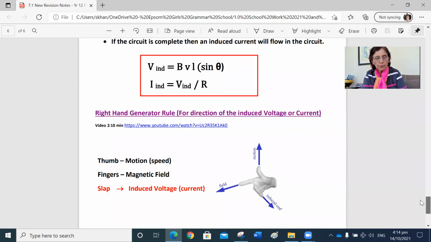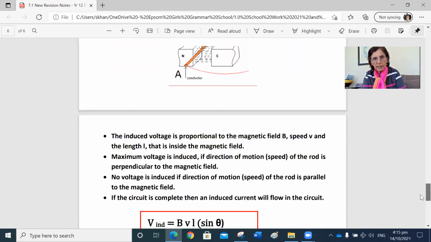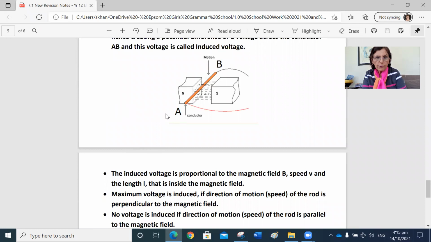So how do we find the direction of the induced current or the voltage? We use the right-hand generator rule. You use your fingers and your thumb, and the direction in which your palm will move, or you can put your middle finger out, will be the direction of the induced voltage. EMF means the same thing, voltage. So applying it here, if you now take your right hand, place your thumb down the page, your fingers should be in the direction of the magnetic field.